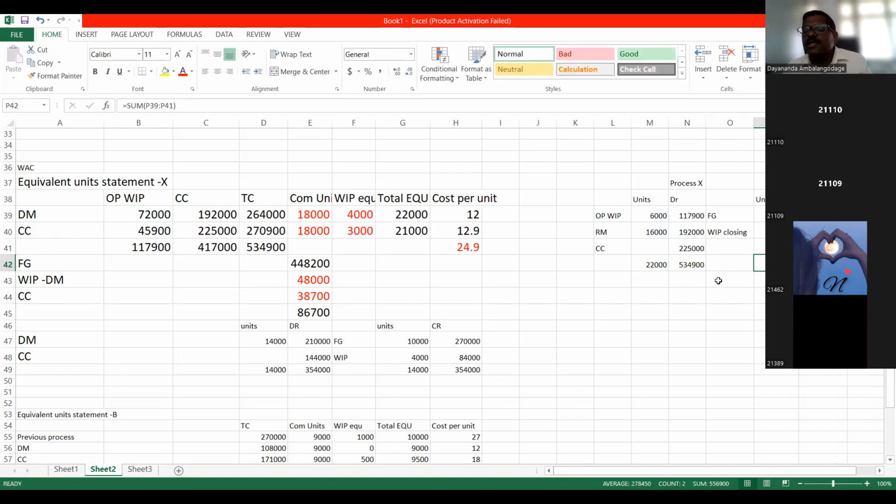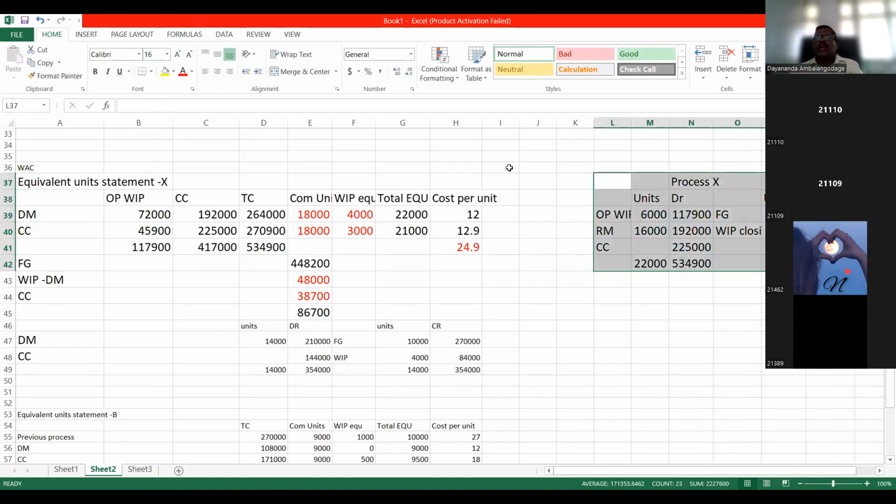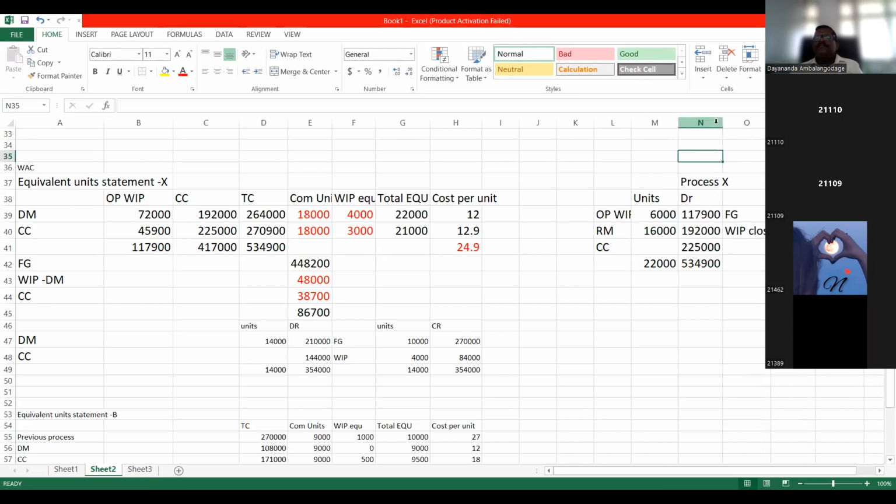So process costing, I have prepared the process cost account as well. So you can see the figures. These are the units, credit side. And these are the cost inputs for the process. And these are evaluations based on the equivalent unit statement prepared just now. Is it clear?